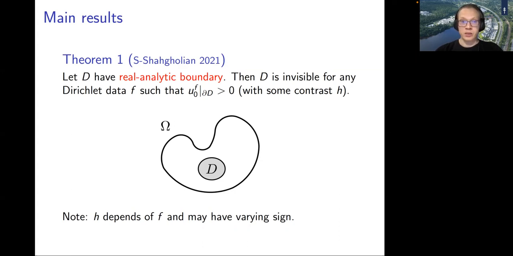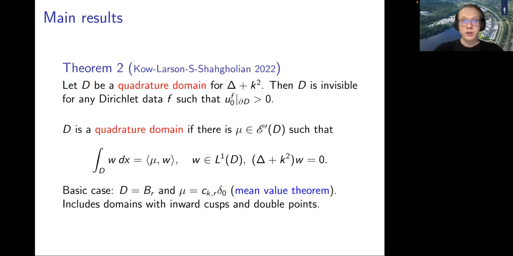And then the question is, are there other obstacles that could be invisible? So we saw already in these corner scattering results that if you have some kind of corner point, then the obstacle is never going to be invisible. But it turns out that there are some obstacles with some boundary singularities that can still be invisible.